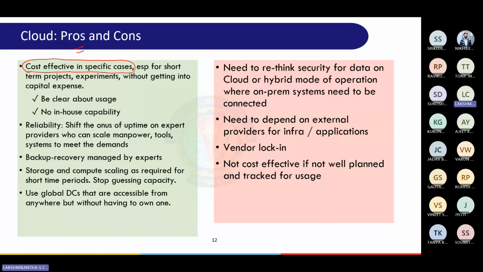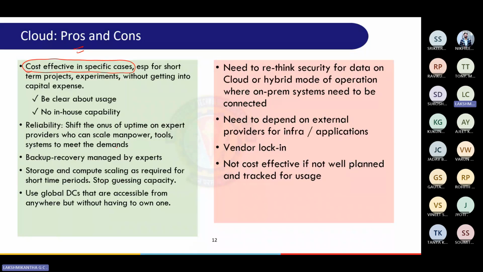This is a huge one, right? It is especially cost effective for short-term projects or experiments because you avoid the huge capital expenses of buying physical hardware. You convert capital expenditure into operational expenses. I hope everyone will agree with my point. You must, however, be clear about your usage to keep cost in check.